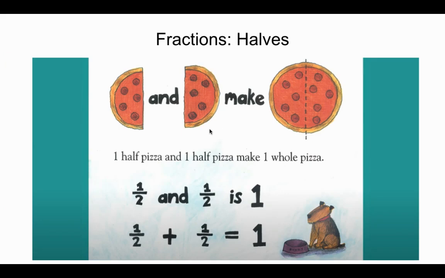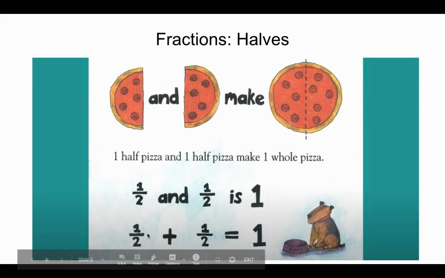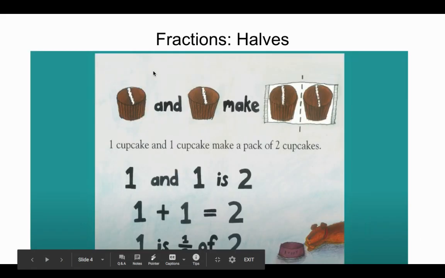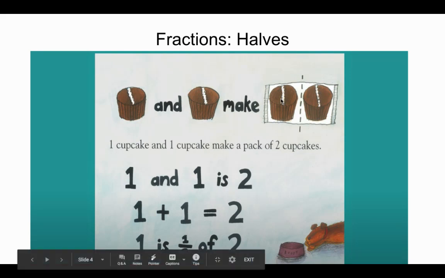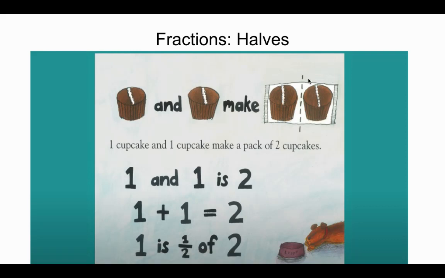So in the story, the sister and brother had to share the pizza equally, okay? 1/2 a pizza and 1/2 a pizza is one whole, or 1/2 plus 1/2 is equal to 1. Now, same thing, 1 cupcake and 1 cupcake make 2 cupcakes. If you took 1 cupcake out of this bag, out of the 2, you would have taken 1/2, because this one right here is 1/2 of the 2. Does that make sense? Okay, let's move on.